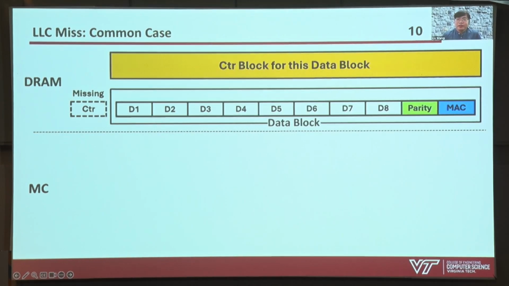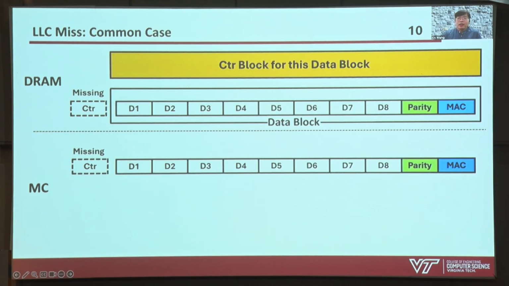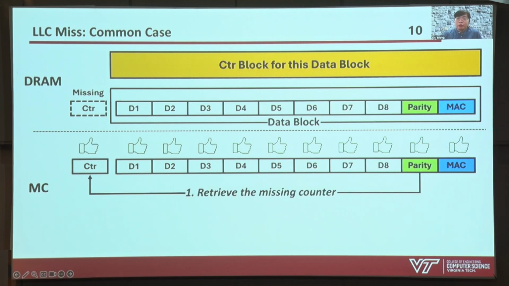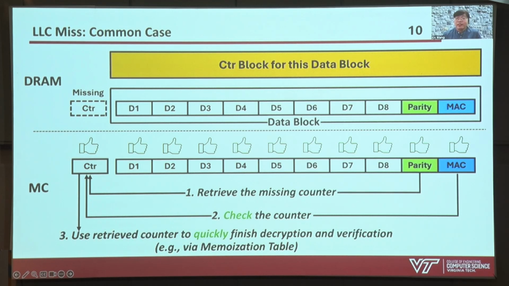Under a last-level cache miss, the memory controller fetches the data block without the counter in it. Under the common case, all the data, MAC, and parity are correct, so the memory controller can retrieve the block's counter simply through XORing data, MAC, and parity in the data block. Since no error happens, the MAC check will pass. Finally, the memory controller uses the retrieved counter to quickly finish counter-mode decryption and verification. For example, the memory controller can use the counter to access its AES results in the memoization table on the MC.